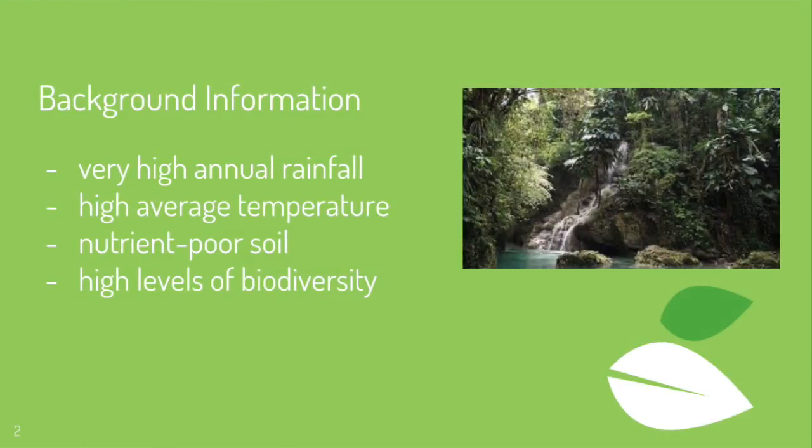The tropical rainforest has four main characteristics: very high annual rainfall, high average temperature, nutrient-poor soil, and high levels of biodiversity. Rainforests receive very high rainfall each year. For example, South America's tropical rainforest receives around 6.5 to 10 feet of rain per year. Despite the high annual rainfall, the tropical rainforest also experiences a distinct dry season.